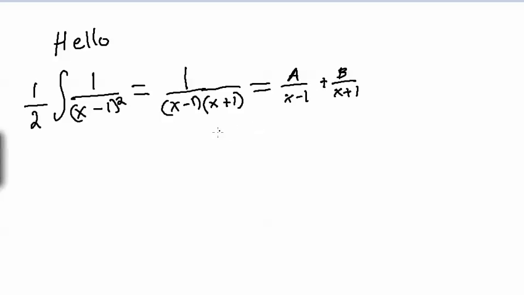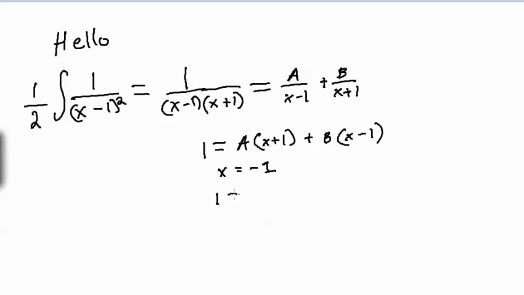And then from here, what we can do is multiply through by the denominator and get 1 equals a times (x plus 1) plus b times (x minus 1). And then when we substitute x equals -1, we cancel out a, and we are left with 1 equals -2b.